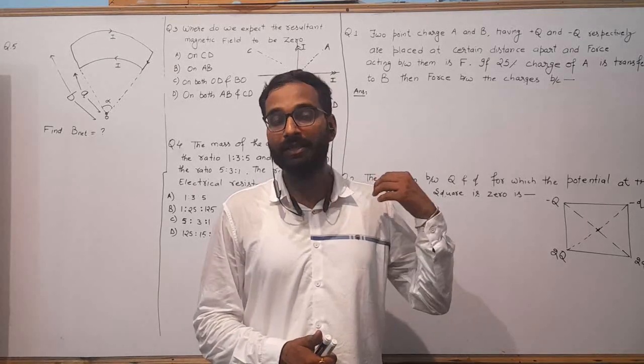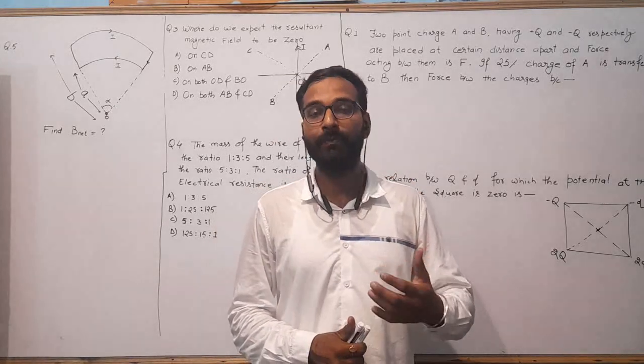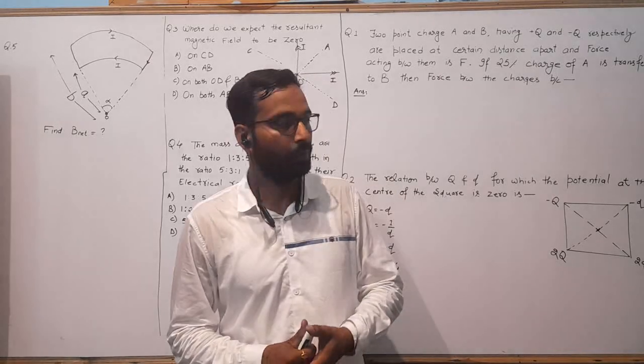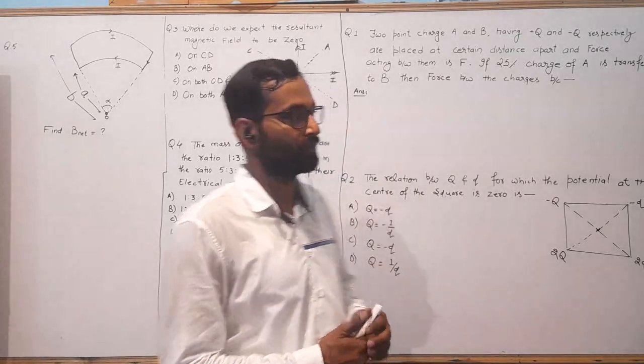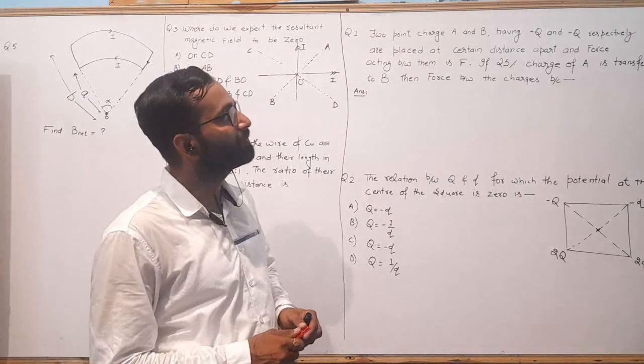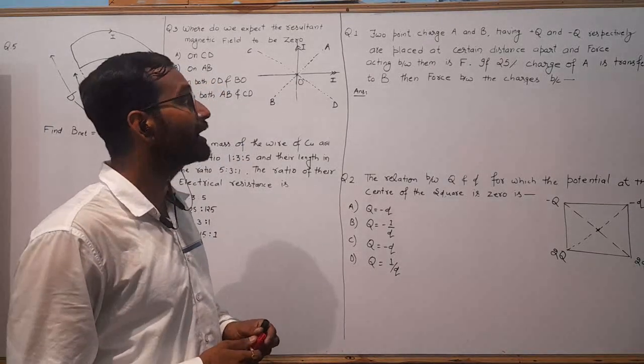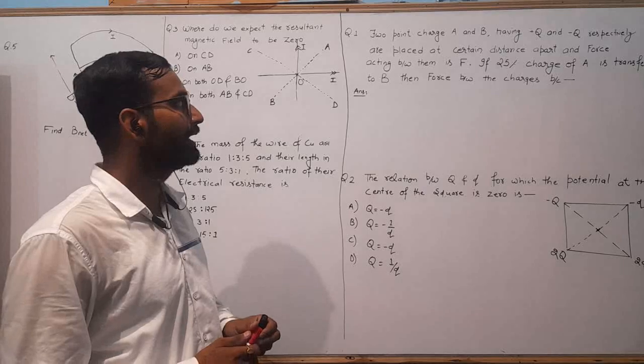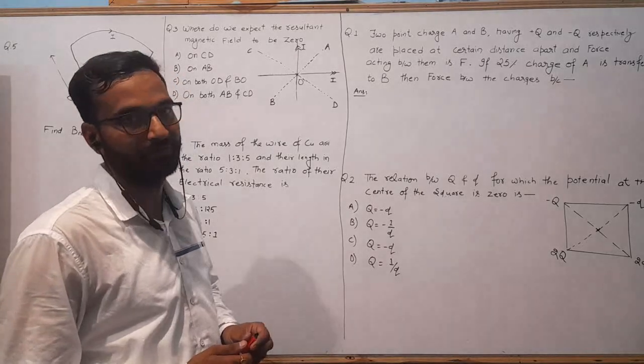Sir, in this video we will see the NEET previous year questions. So let's go for one question. First question says: two point charges A and B, having plus Q and minus Q respectively, are placed at a certain distance apart and the force between them is F.